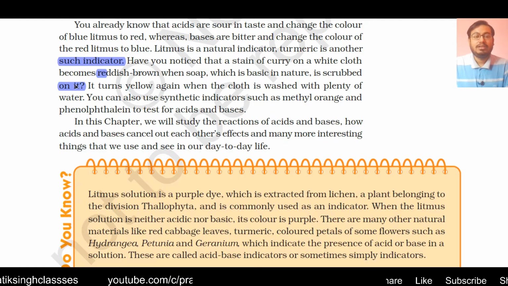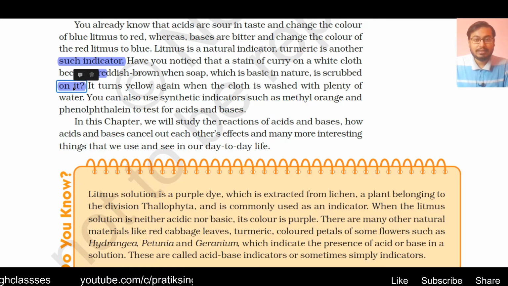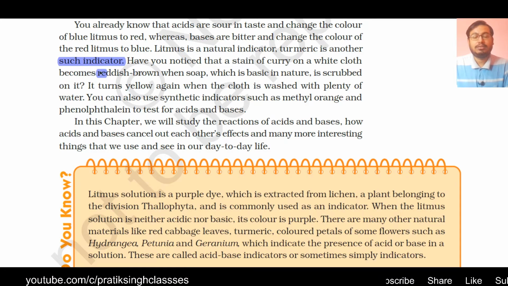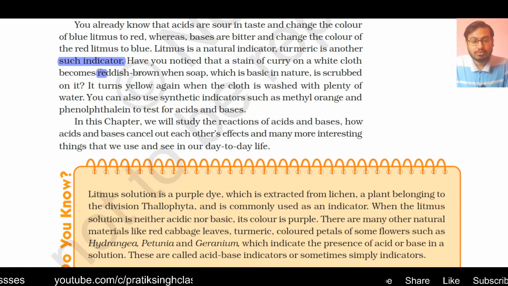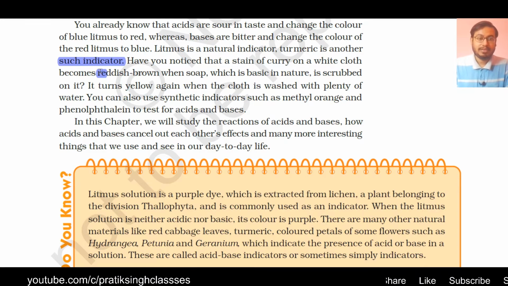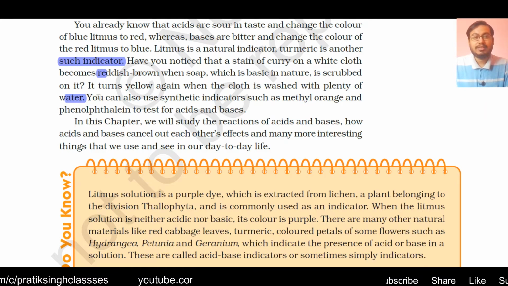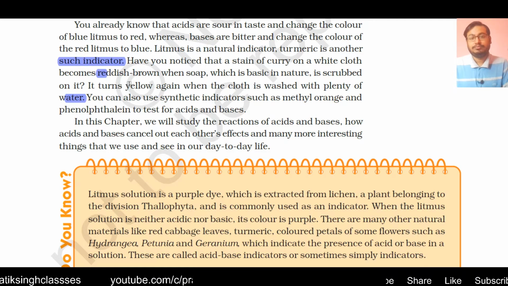Suppose you got a dark stain of curry last night, and you put that cloth in detergent soap or detergent powder solution. First, the place where you got that stain will turn reddish brown, and then because of soap action it will wash out. Here it turns yellow again when the cloth is washed with plenty of water. First it will turn reddish brown, then again yellow.